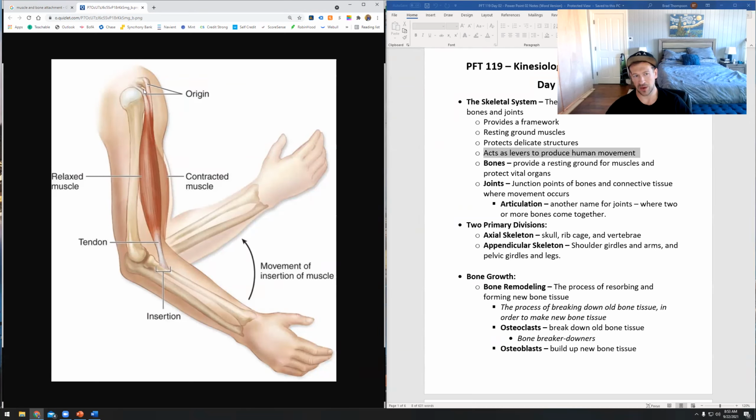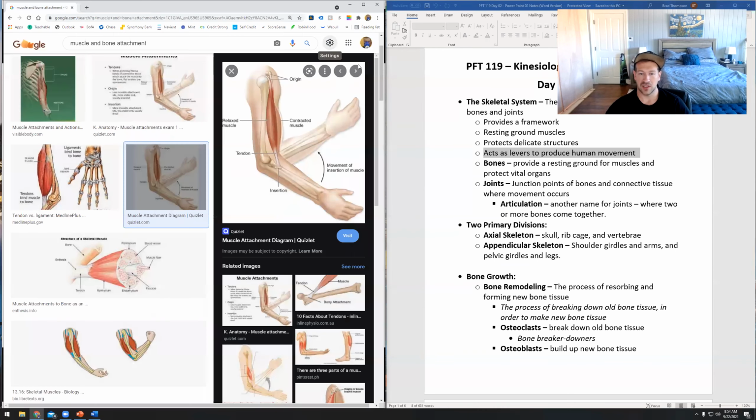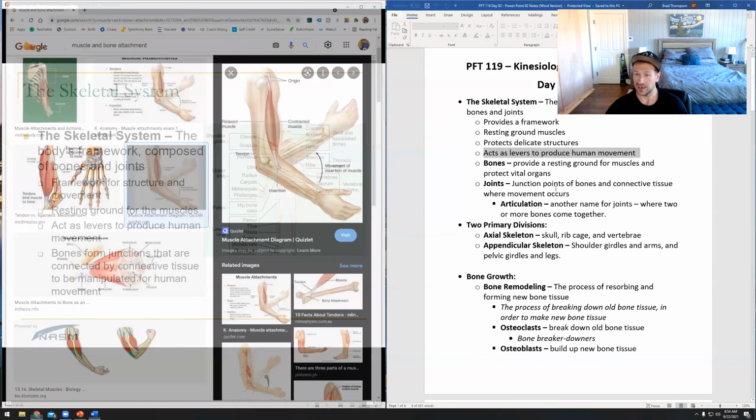If this ran from here to here, that would actually have a stronger angle of pull, but it would be a very awkward looking muscle, and it would be very difficult to be shaped in such a way that would allow for movement in both directions. It would really just be good at moving in one direction. So that's why this is shaped the way it is. And that's one of the things that we are analyzing today.